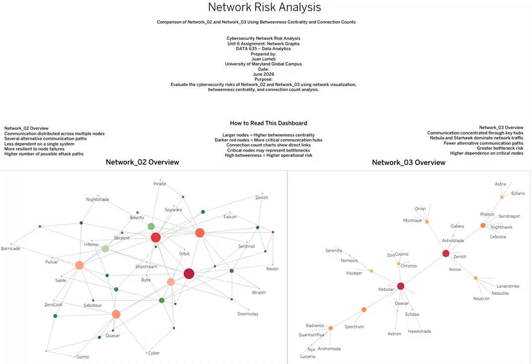Network 3 is more centralized. Communication is concentrated on a few critical nodes, especially Nebula and Starhawk. If either node fails or becomes compromised, communications across large portions of the network could be disrupted. Overall, I would classify Network 3 as more fragile than Network 2.